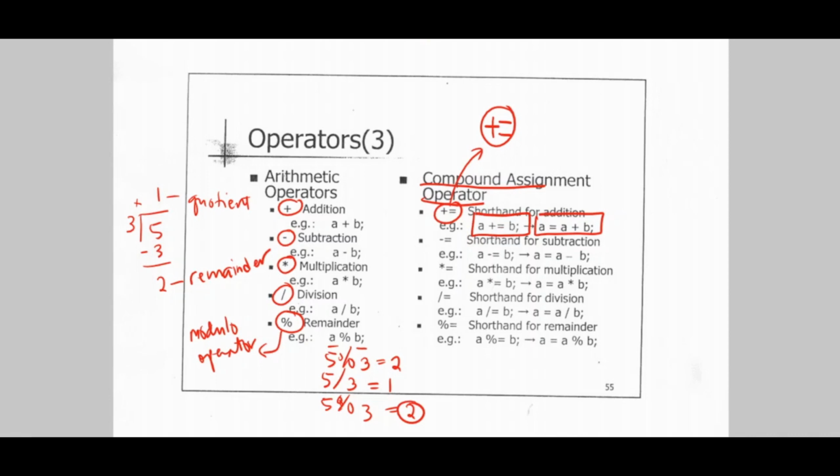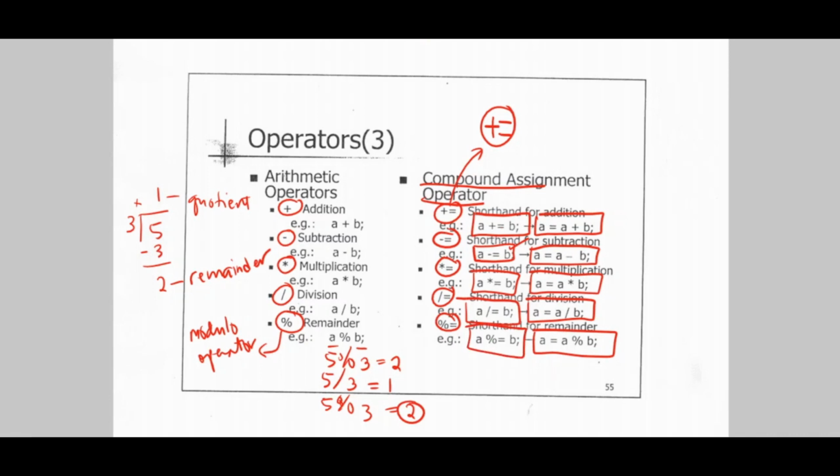Okay, and we call this the compound assignment operator for subtraction, compound assignment operator for multiplication. This is the compound assignment operator for division, and this one for the remainder or the modulo operator. Instead of writing this one like this, you could write it this way. And this one also, you could write it this way. And this one also, you could write it this way.